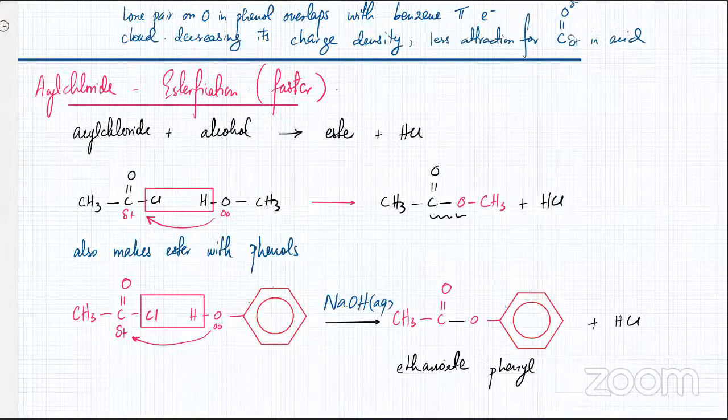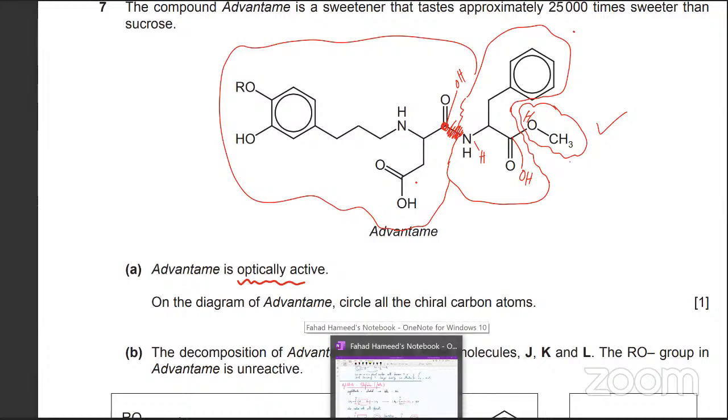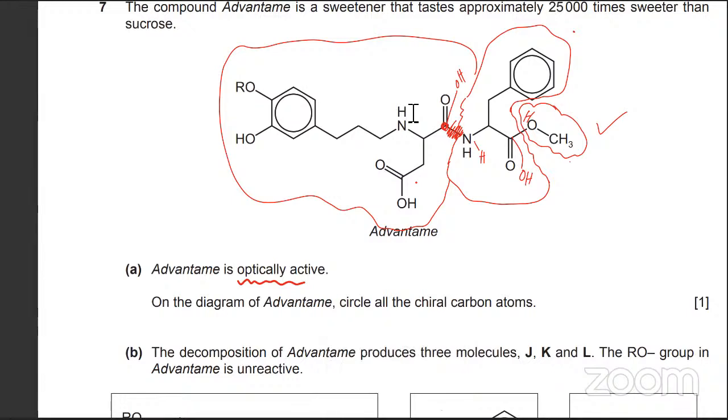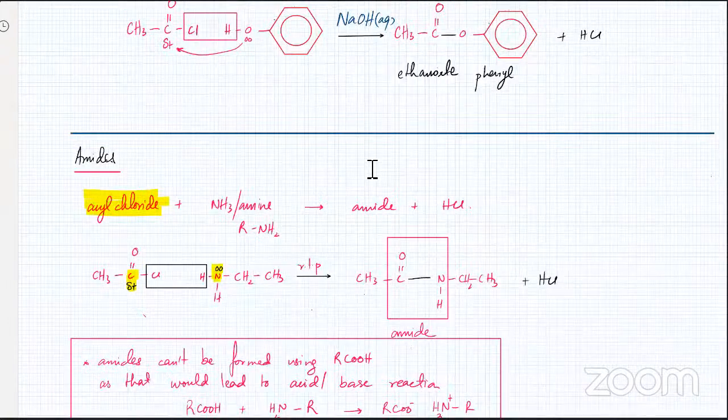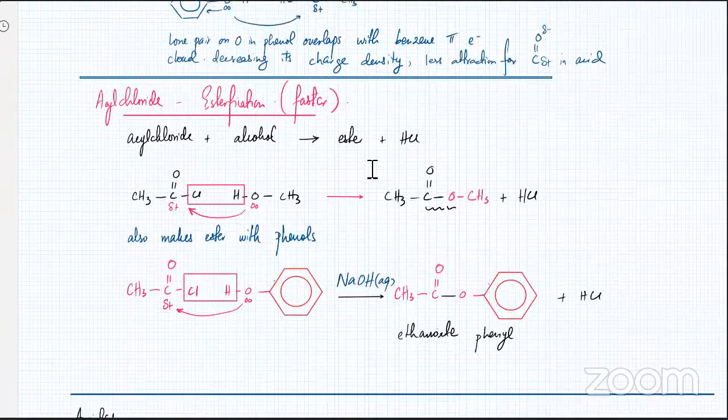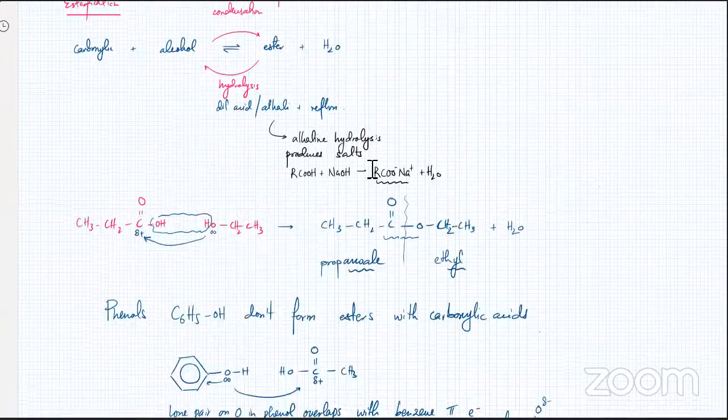So how is this methanol produced? I mean, how is this ester converted into that methanol? This is a ketone, right? No, it's not a ketone. Okay, I'll just quickly go through esterification very quickly, right?